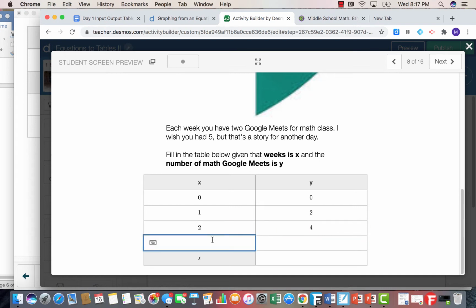And this is probably not exactly translating to the real world because you're going to have weeks like the week for Thanksgiving where you only have 2 meets. But just go with me on it. Let's assume that it does always work this way.